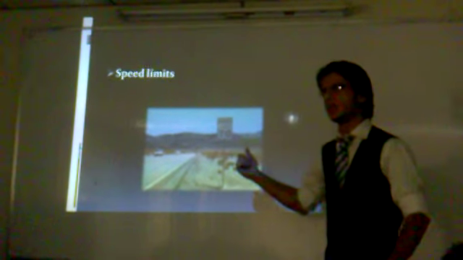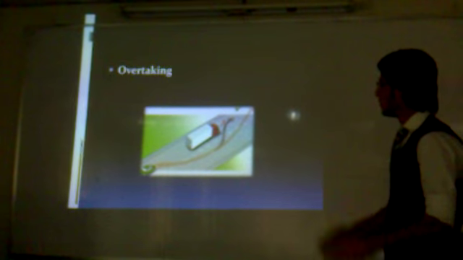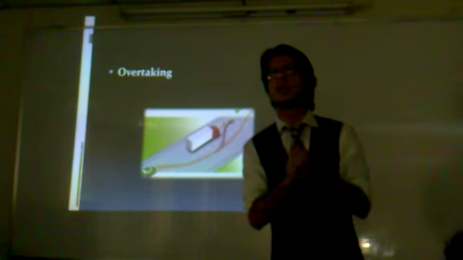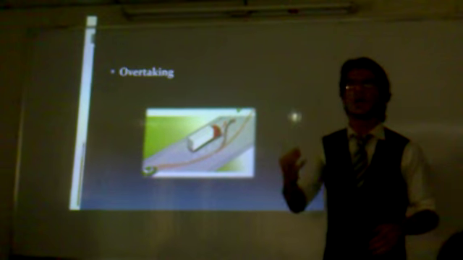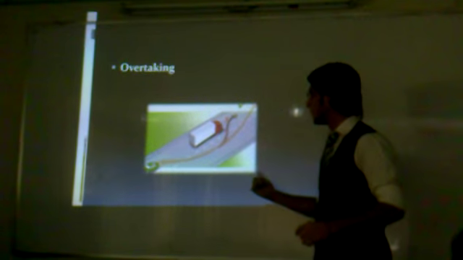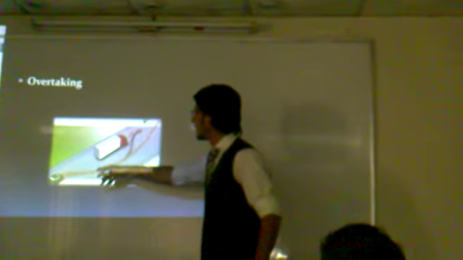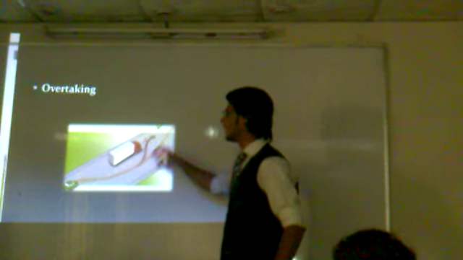So please obey the speed limits. Next slide. Overtaking. Now, you should all know how to overtake a car. There are 3 major points while overtaking a car. The first point is, if we talk about overtaking in Pakistan, then always overtake from the right side, just like it is shown in the slide, from the right side.